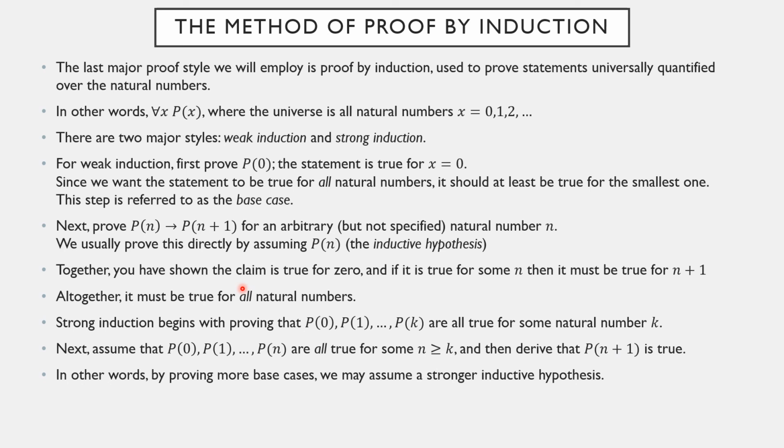By proving more base cases, okay, you had to prove a bunch of base cases, you get to make a stronger inductive hypothesis. Instead of just assuming P of n, you assume everything up to P of n is true. This is a strong inductive proof. It has more work in the base case step, but allows you to make more assumptions at the inductive step. Once you've done that, however, you have finished the inductive proof that this claim is true for all natural numbers.